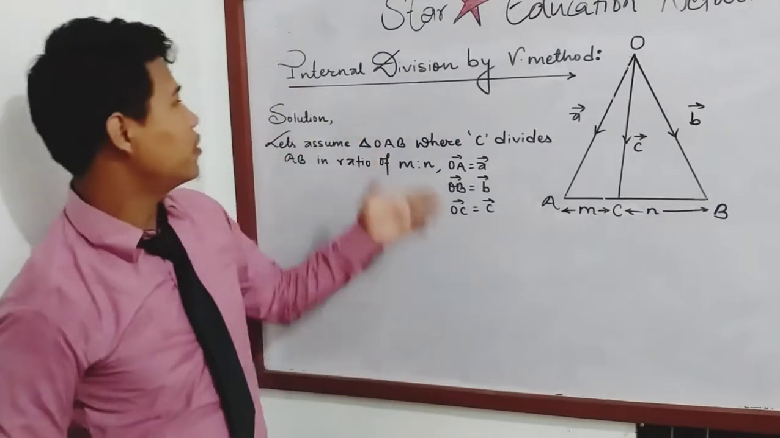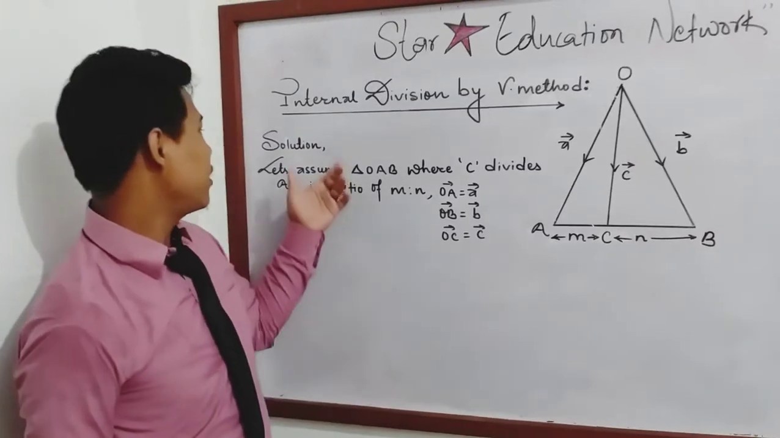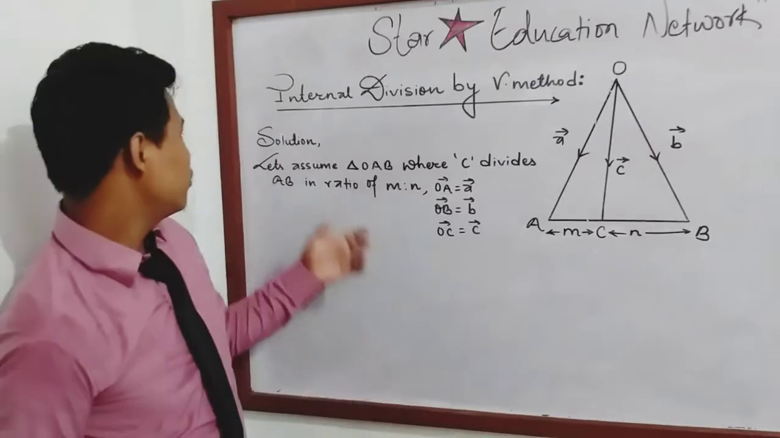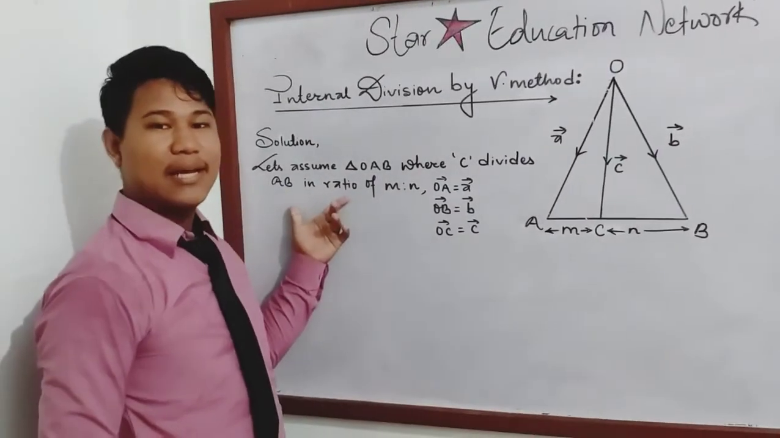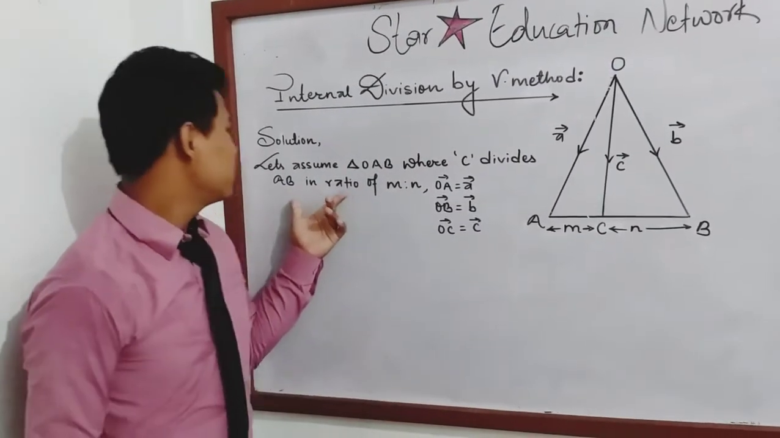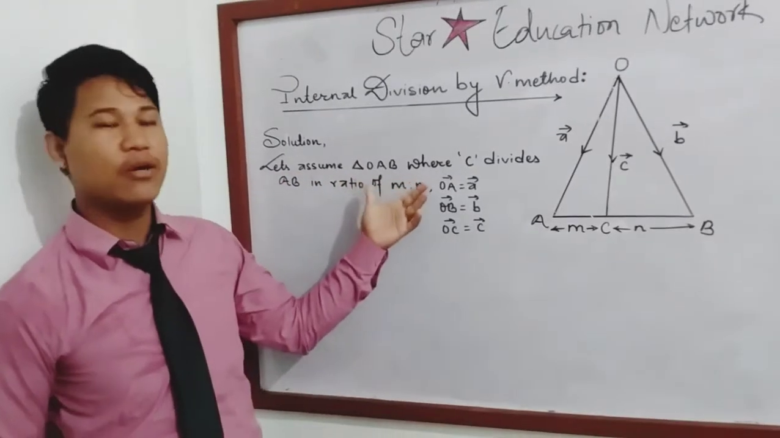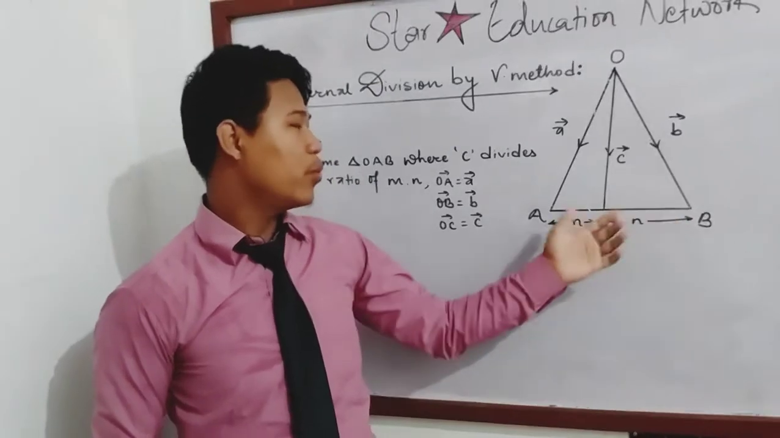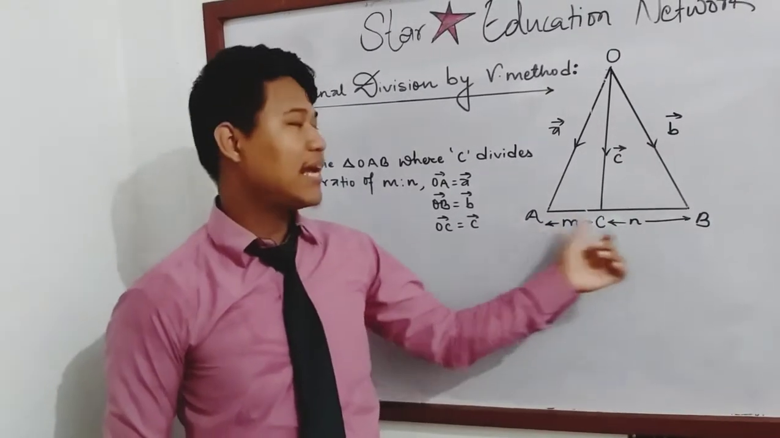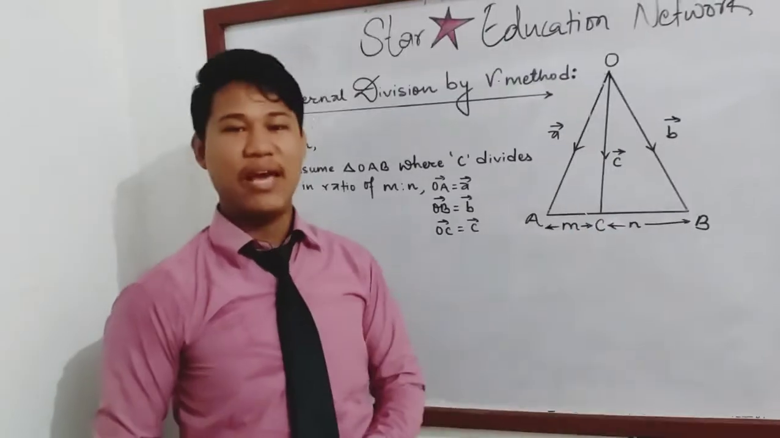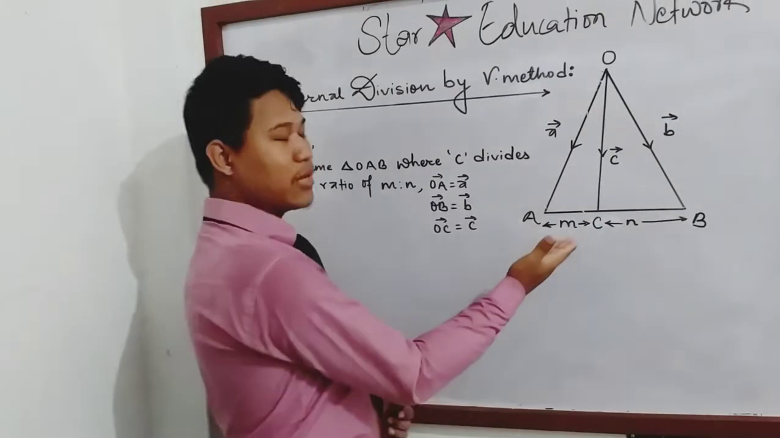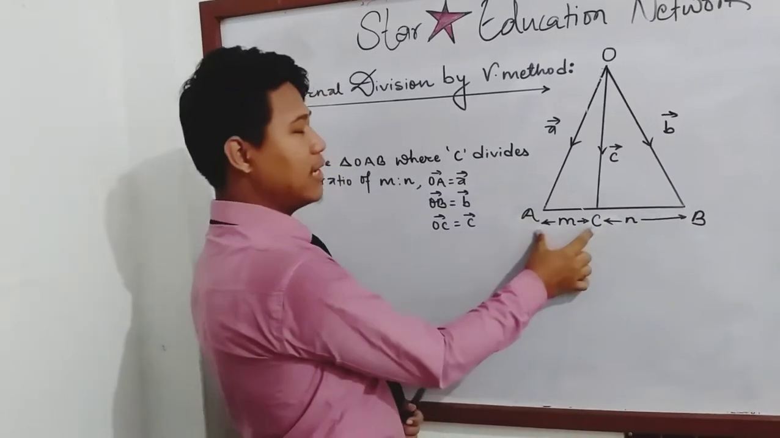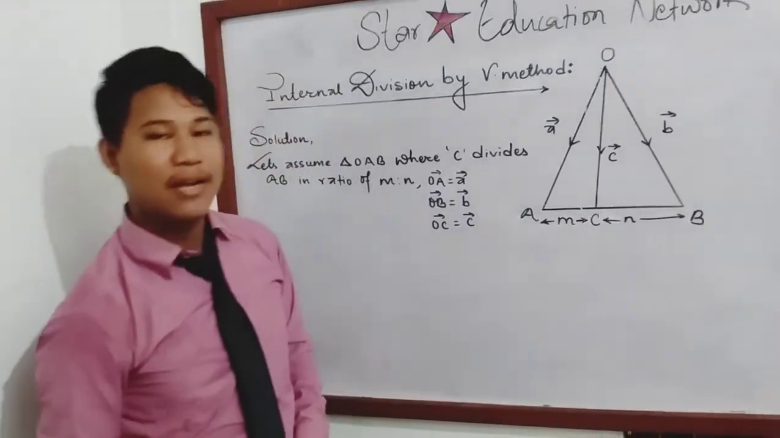Okay, the solution for this problem is like this. I am writing the solution, the givens, and the proof as well. The givens are: let us assume a triangle OAB, where point C divides the line segment AB in the ratio m:n. As you can see in the figure, the line AB has been cut by the point C in the ratio m:n, and there are some givens.